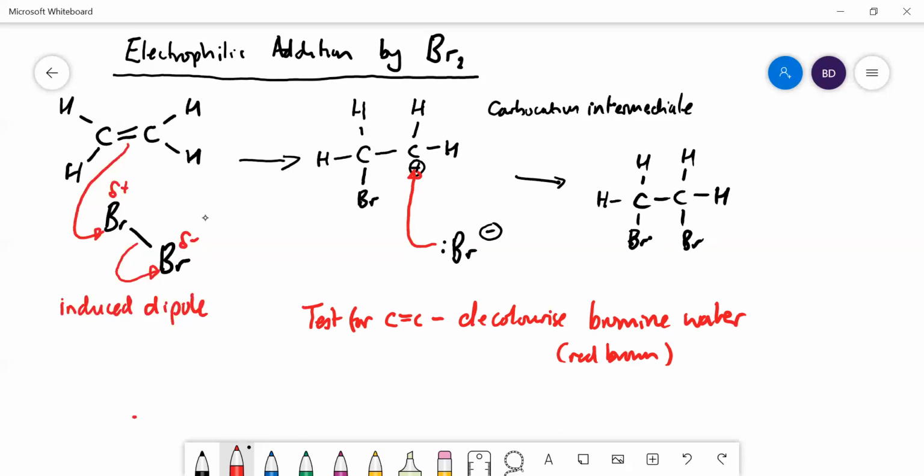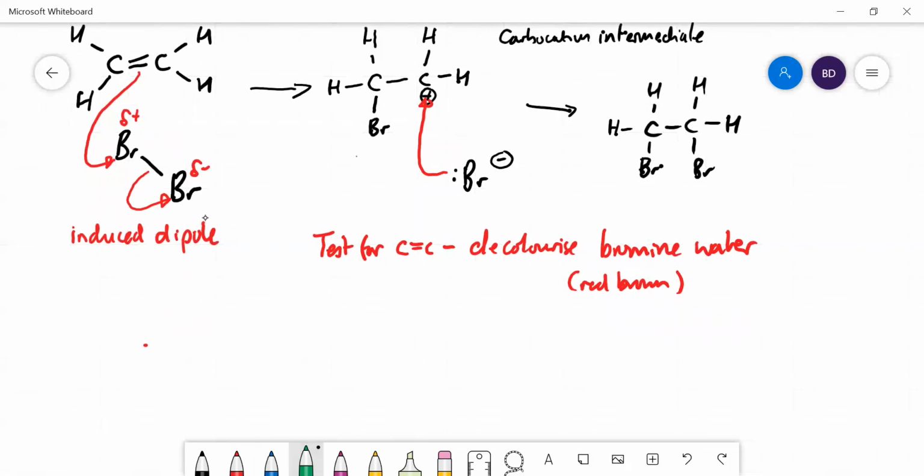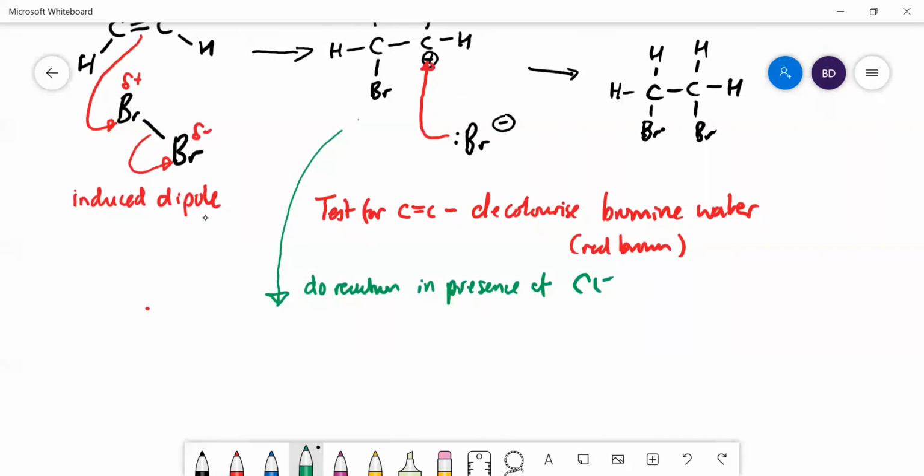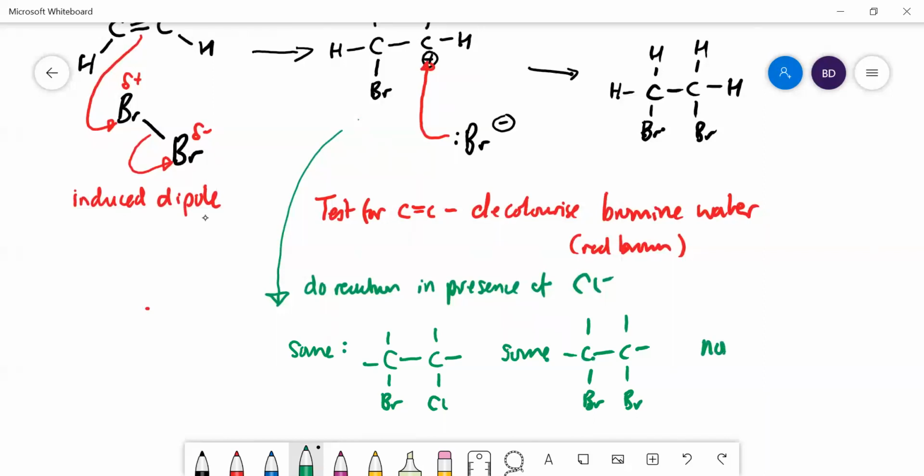Okay, just while we're here, and it's quite a short video, let's talk about this. If you do the reaction in the presence of chloride ions, so if you add some sodium chloride or whatever, you will get some of this product, because the chloride ion could quite easily react with the carbocation. You'll also get some 1,2-dibromo product, but you will not get any dichloro product.